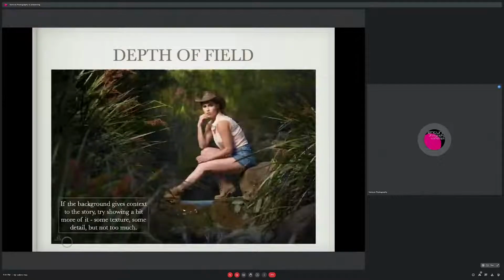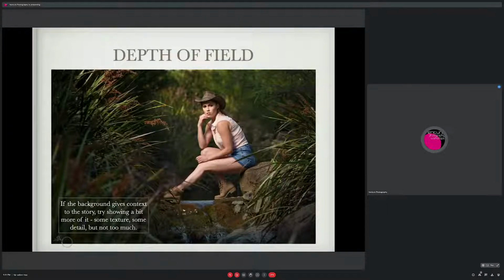If the background sets the scene, then show a little bit more of it. Some texture, some detail, but maybe not so much. So you can tell that this is completely a post fashion-y type shoot, but she's in the park with a bit of water coming down, a little fake waterfall there.